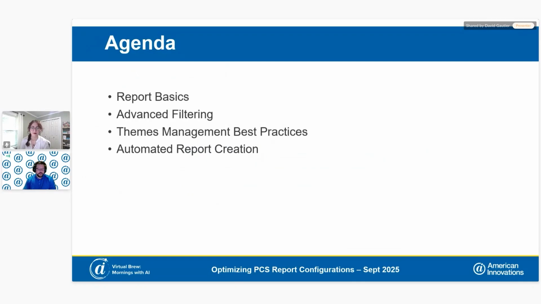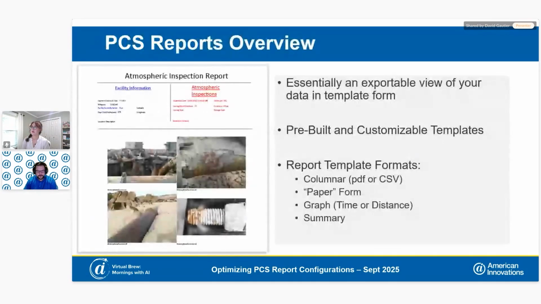Quick agenda. We're going to just kind of level set for everyone, talk about reporting basics, what they are, what types of reports we offer, and then we're going to dig really deeply into some of the more advanced customization options that are available to you in our reporting platform. Talk a little bit about themes management, and then we'll finish up by talking about how to automate all the work that you've done.